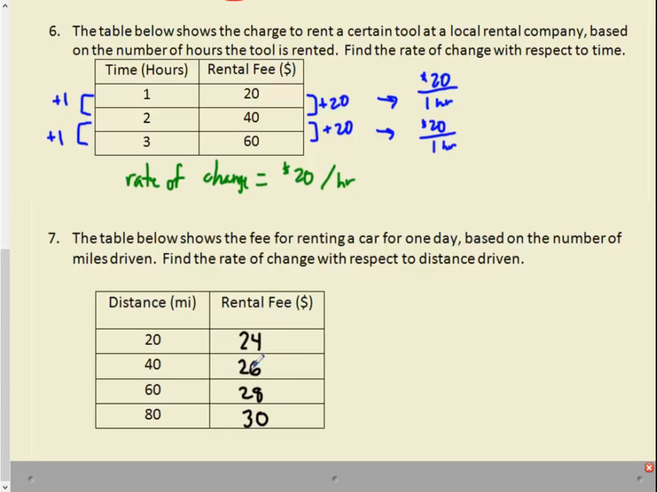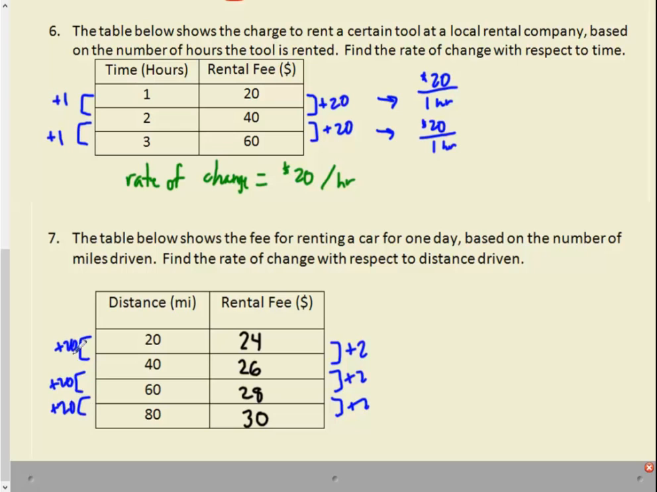So this rental fee includes a daily fee plus a mileage charge. And we want to find the rate of change with respect to distance driven. In other words, how much are we paying for each extra mile that we drive? So here, the rental fee went up by $2, again by $2, and again by $2. Compare that to the distance driven, which increased by 20, and again by 20, and again by 20.